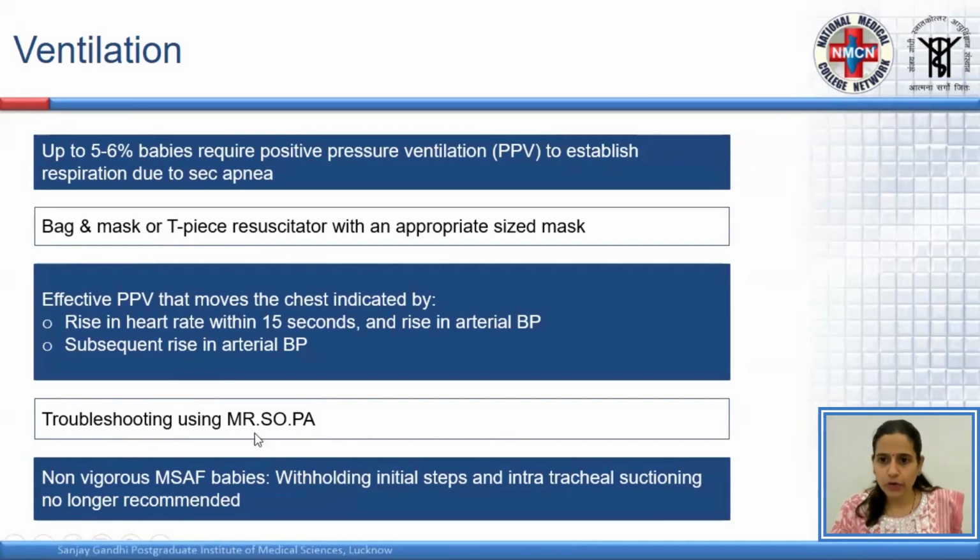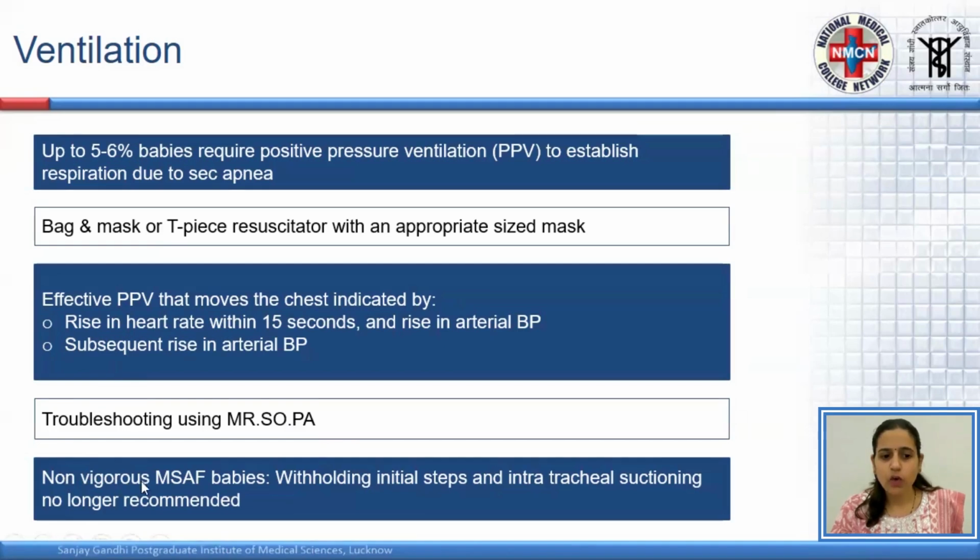So there's an acronym for this, MR SOPA. These are ventilation corrective steps that should be taken in order, sequentially. M stands for mask adjustment, R is for repositioning of the head and neck. If that does not help, then move on to S, that is suction of mouth and nose. O is for opening the airway. Perform these steps together and then P, increase the pressure, and finally A, using an alternative airway.